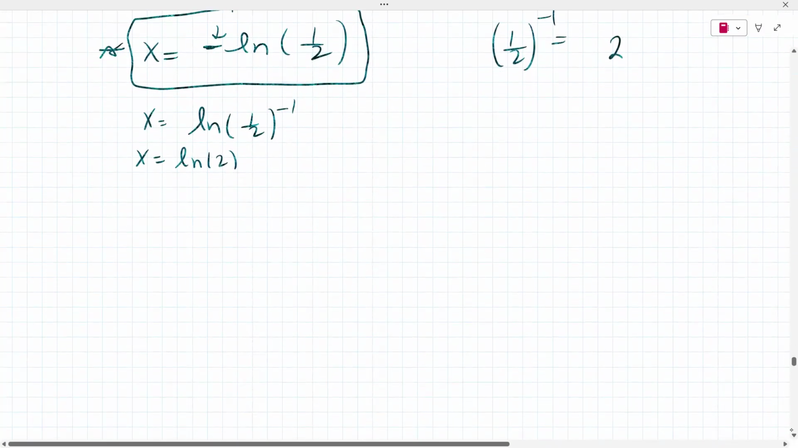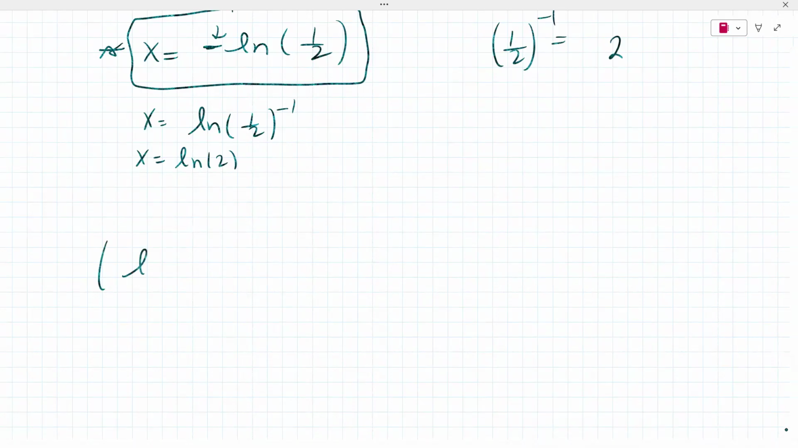Okay, so what now is we gotta find our point. So you could do either way. You could do ln of 1/2 to the -1 or ln of 2 for your x. Either way, it's the same answer. I'm going to just use ln of 2 for my x. And then my y was positive 1/2.